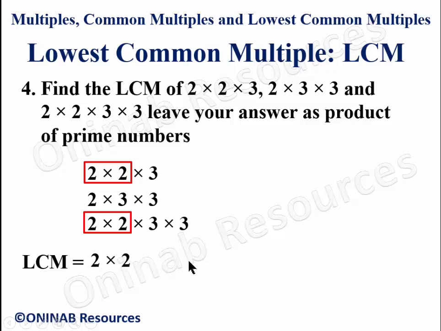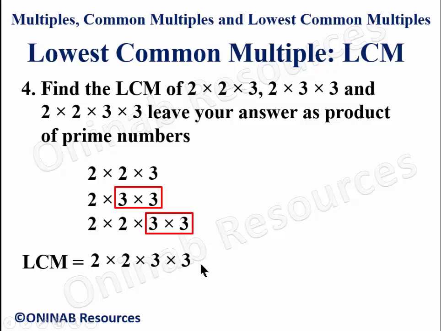Okay, then the next thing is we go for 3. 3 appears twice here, and it appears once here. So we are going for the 2 appearances again. We just pick one so that we now have it times 3 times 3, which gives the LCM of the numbers represented in problem 4 as product of prime numbers. So that's all for example 4.